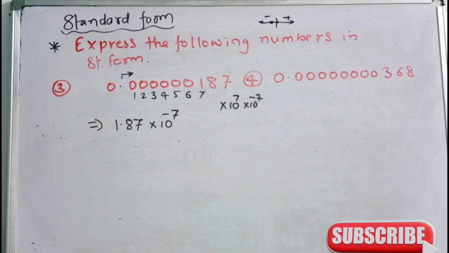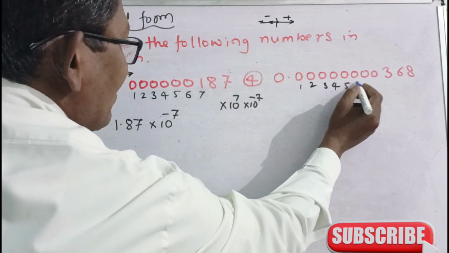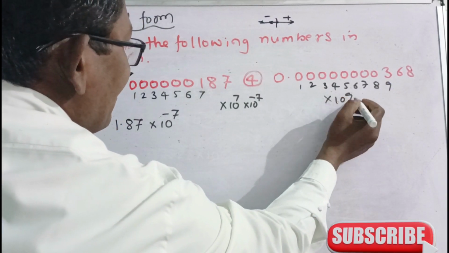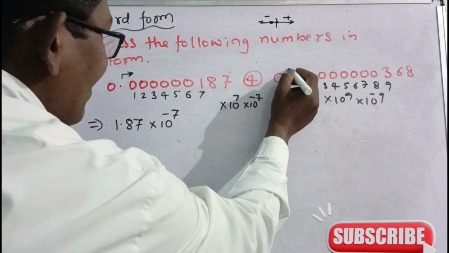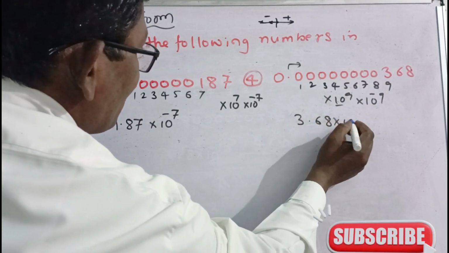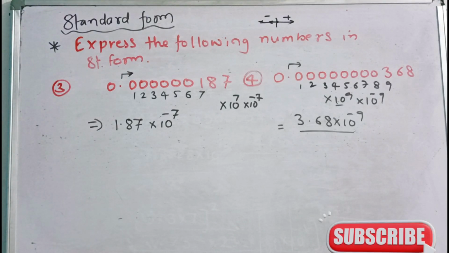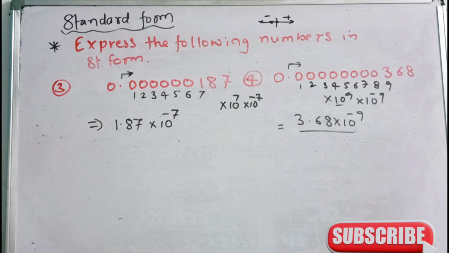Same here. 1 2 3 4 5 6 7 8 and 9 into 10 to the power 9, 10 to the power minus 9. Then we are going again right side and use this right side: 3.68 into 10 to the power minus 9. Very easy. When you solve physics problems or chemistry problems, at that time this is a very useful standard form.